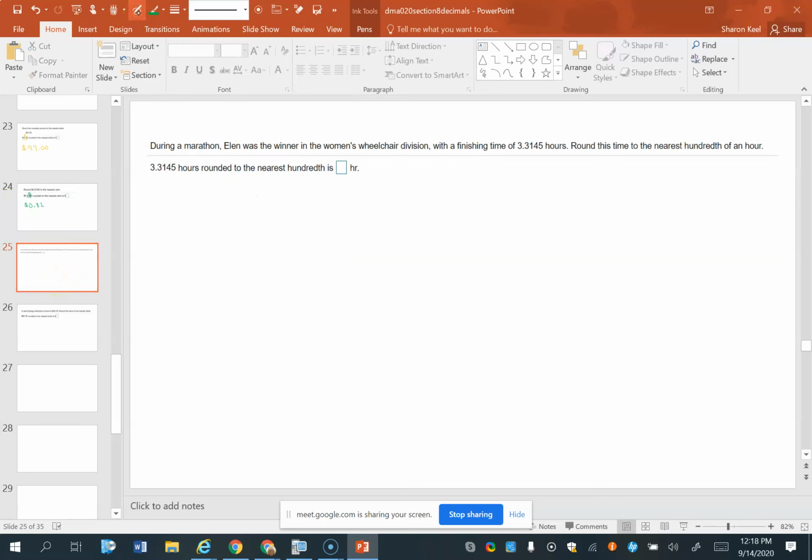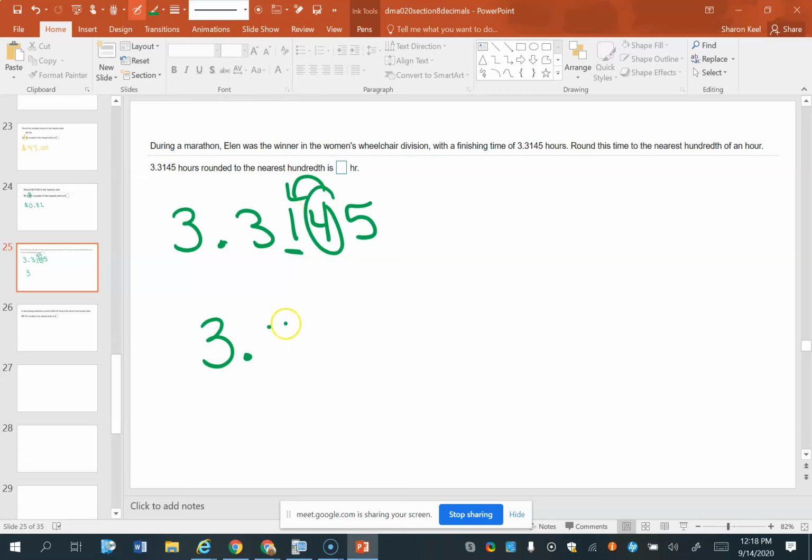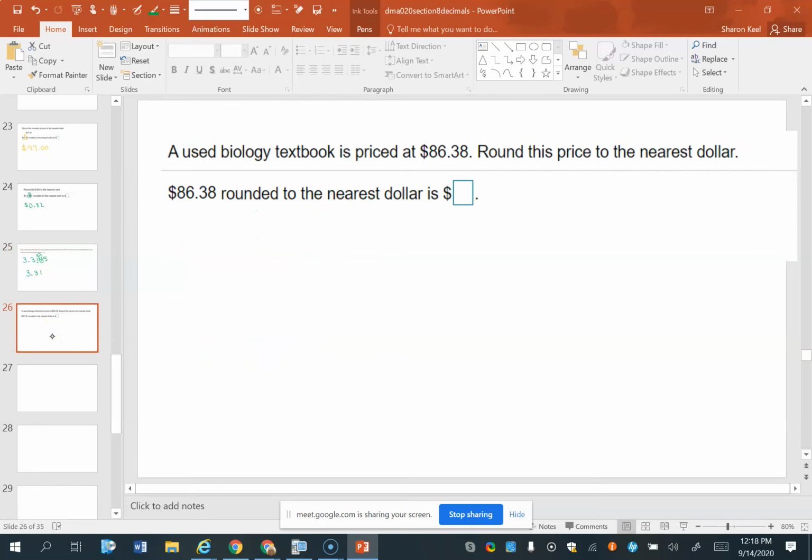During a marathon, the winner in the women's wheelchair division had a finishing time of 3.3145 hours. Round this time to the nearest hundredth of an hour. Tenths, hundredths. Rounding to the nearest hundredth, the 4 would make the 1 stay the same, so this would be rounded to 3.31. And last but not least, this one they're asking to round to the nearest dollar. That would be the 6. The 3 would make the 6 stay the same, so that would round to $86.